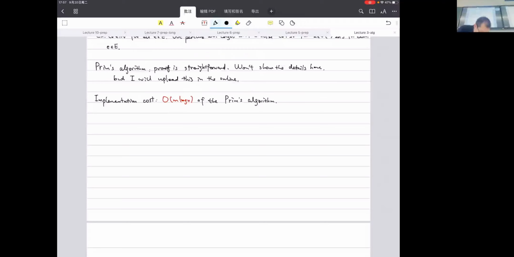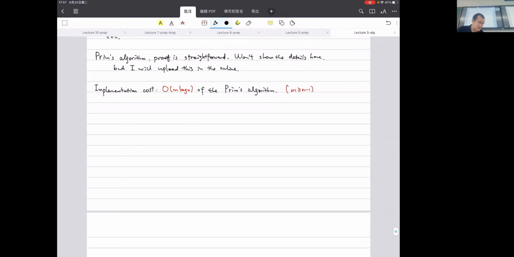Recall that we only write O of M log n here, because by the definition of the MST problem, we assume the graph to be connected, which suggests that M is at least n minus 1. So it does not matter whether we write M plus n or M. For convenience, we just write O of M times log n. So this is also relatively straightforward.